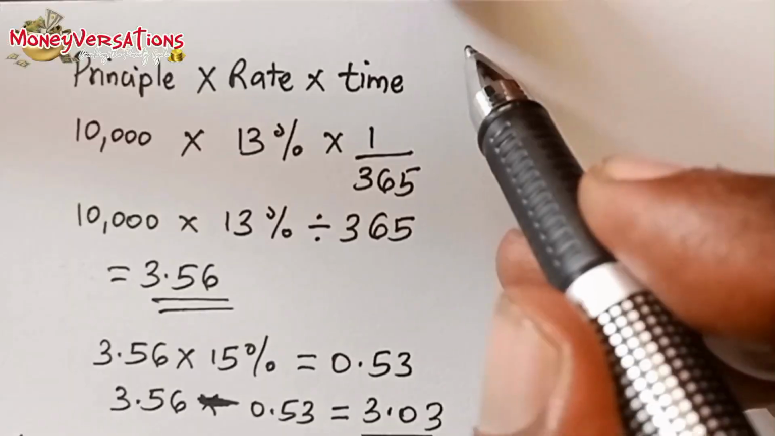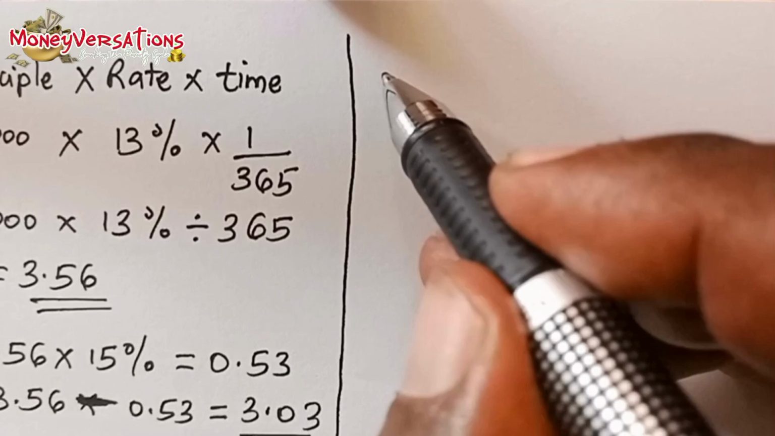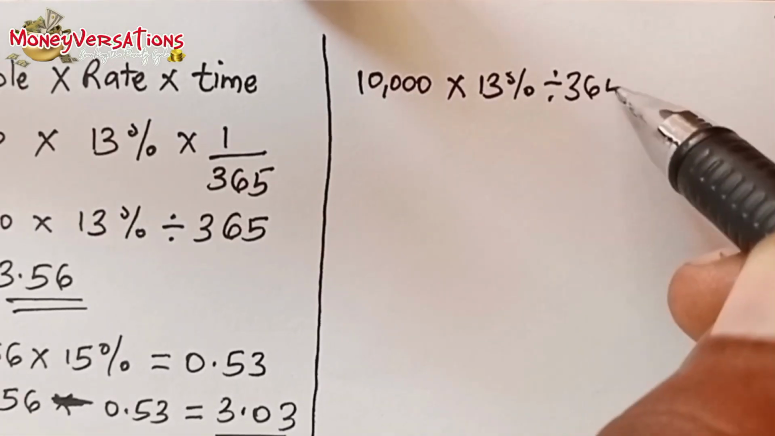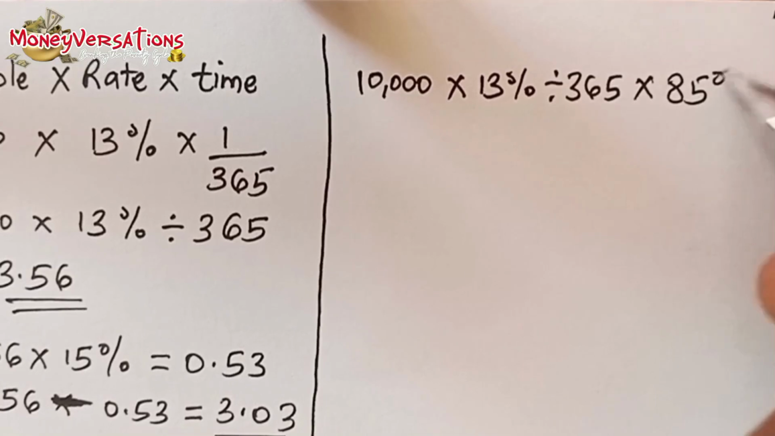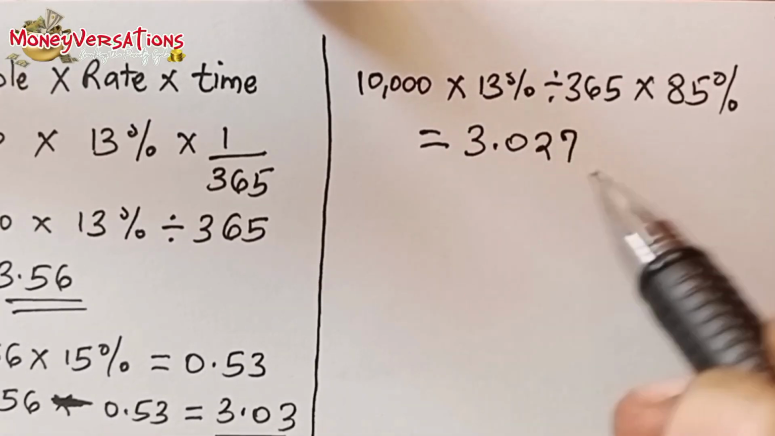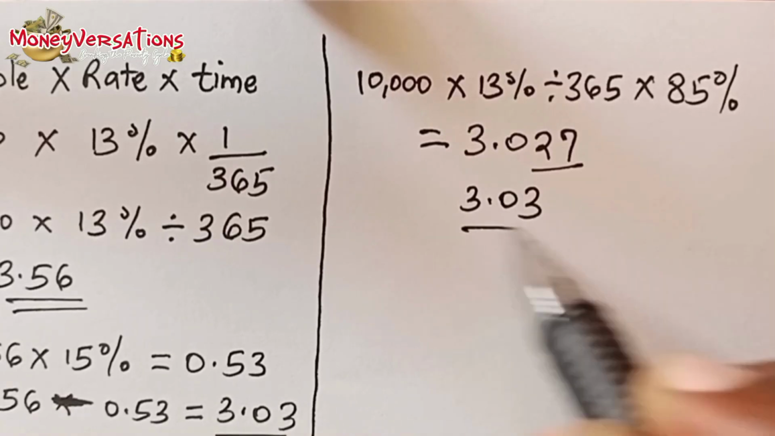Therefore, there is a way I simplify this, and this is how I do it. I take the principal, 10,000, I multiply it by the rate, 13%, and then I divide that by 365, then multiply this by 85%. And in this case, 85% is what you are left with after the taxman has taken the 15% as withholding tax. So by punching this in my calculator, I will simply come to the net interest, which is 3.027. That's rounded off to 3.03, just like our formula brought us to.